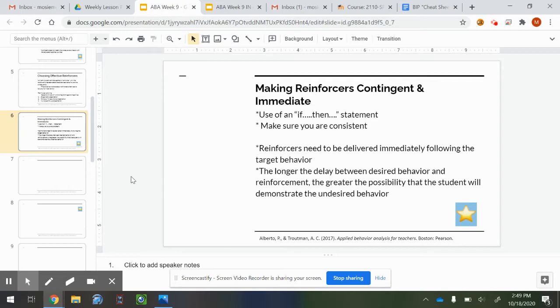Also, make sure that that reinforcer is delivered immediately following the target behavior. The longer the delay you have between the desired behavior and the reinforcement, the greater the possibility will be that students will demonstrate the undesired behavior. There's a great example of this on the top of page 192. Go ahead and pause this and just take a minute to review Ms. Troutman reinforces chaos. This is a great example of how waiting too long to reinforce behavior can backfire.